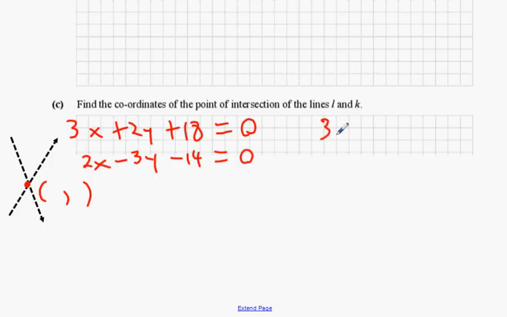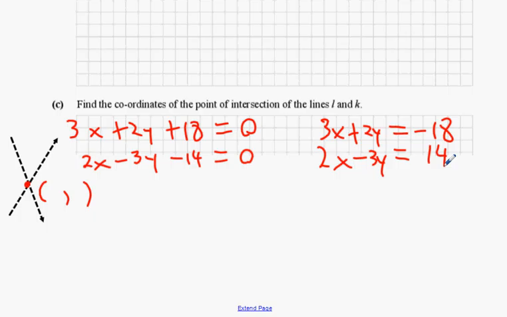I'm going to rewrite this as 3x plus 2y equals minus 18. I'm going to rewrite the other one as 2x minus 3y equals 14. I'm going to choose a letter to get rid of. Which letter would be the ideal choice? I'm going to go with y because y is already negative. You can do either. I just feel like being a bit lazier here.